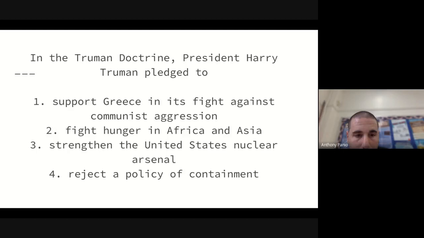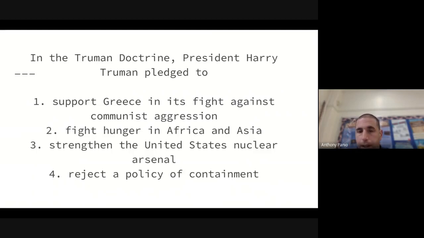Okay, one, support Greece in its fight against communist aggression. Guys, you could change any country. You could say support South Korea in its fight against communist aggression. If it's against communism, we're going to help them out by sending them money or sending them military aid.